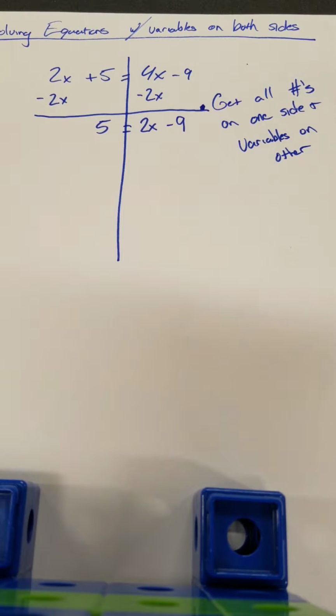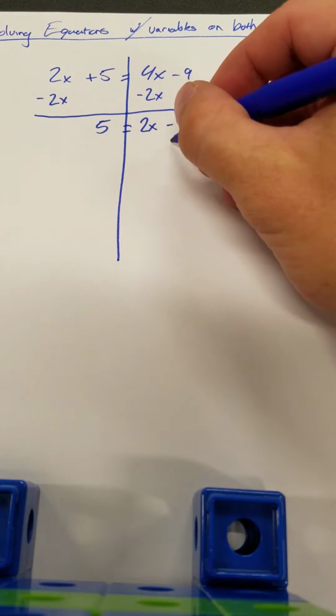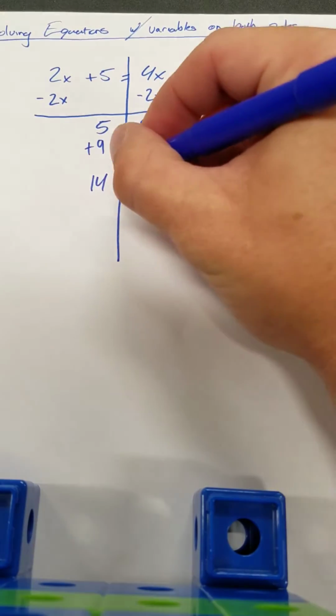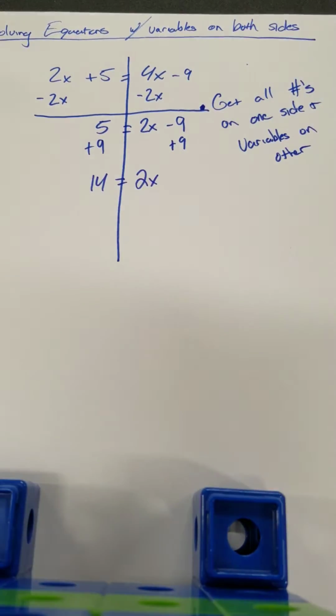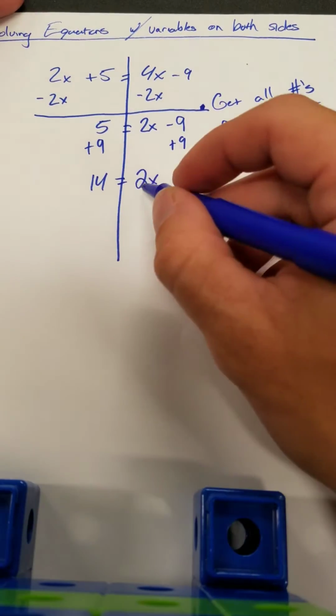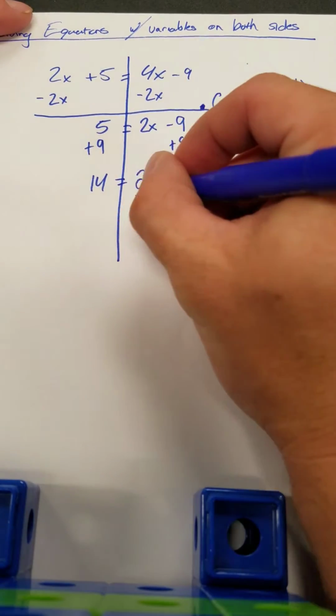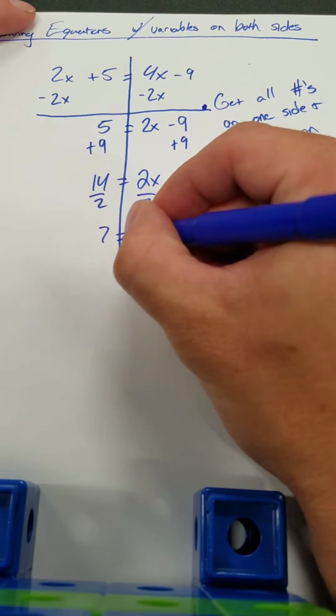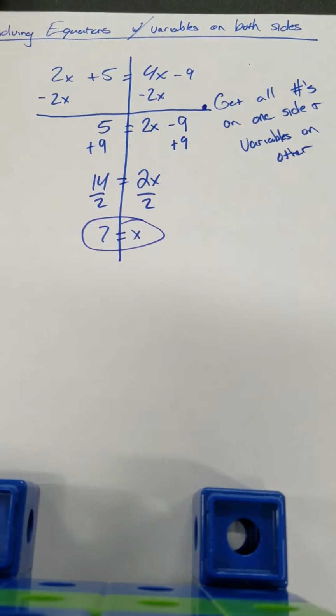Now move all my numbers to the other side. That's a negative 9, so I'm going to add 9. 14 equals 2x. 2 is being multiplied by x. The opposite of multiplication is division. 14 divided by 2 is 7. 7 equals x. So that's solving equations with variables on both sides.